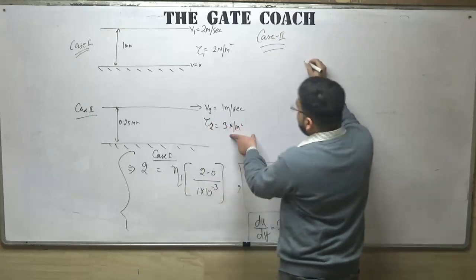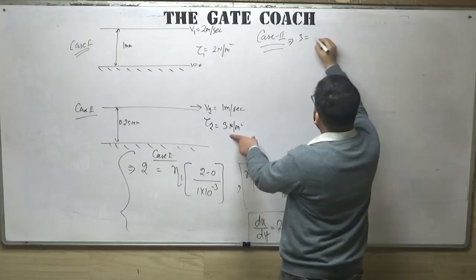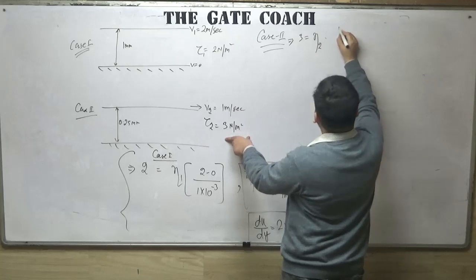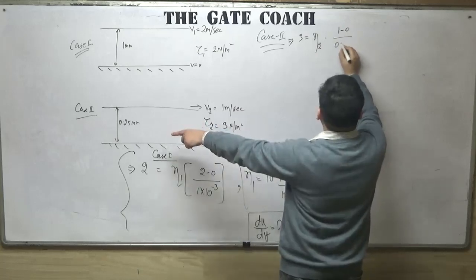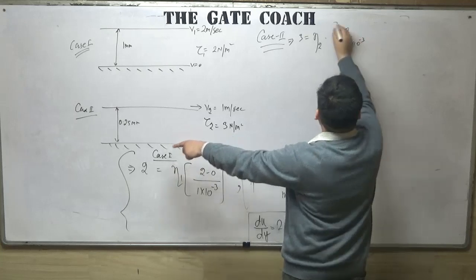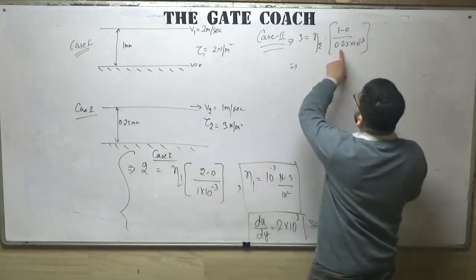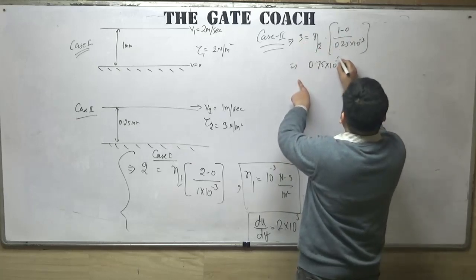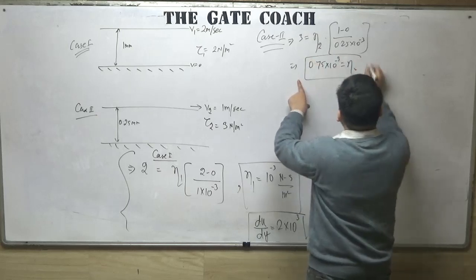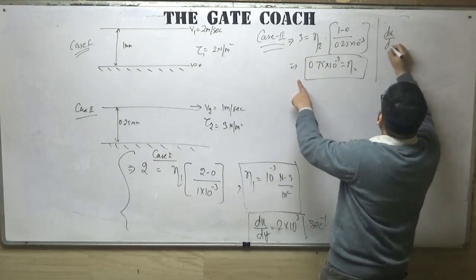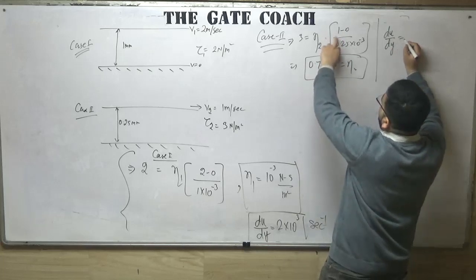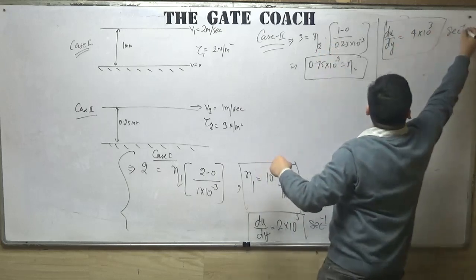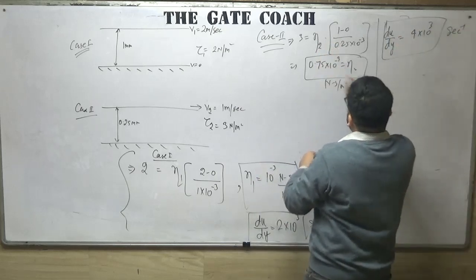Again the same thing is given. So 3 will be equal to eta 2 into du by dy, where du is 1 minus 0 divided by dy, which is 0.25 into 10 raised to power minus 3 meter. If you solve it, it will be 0.75 equal to eta 2 into this du by dy, which will come out to be 1 divided by 0.25, that is 4 into 10 raised to power 3. This will be du by dy in second inverse, and eta 2 will be in Newton second per meter square.